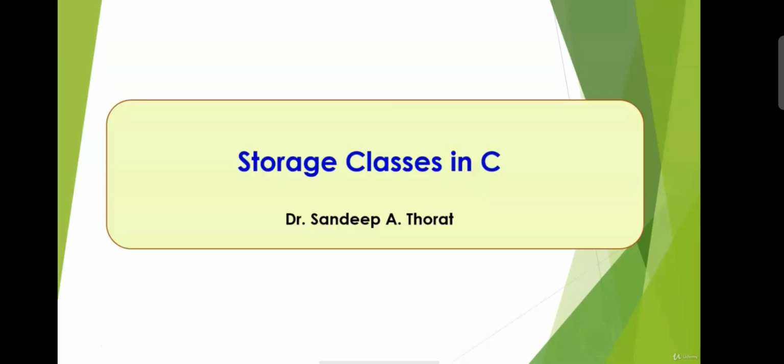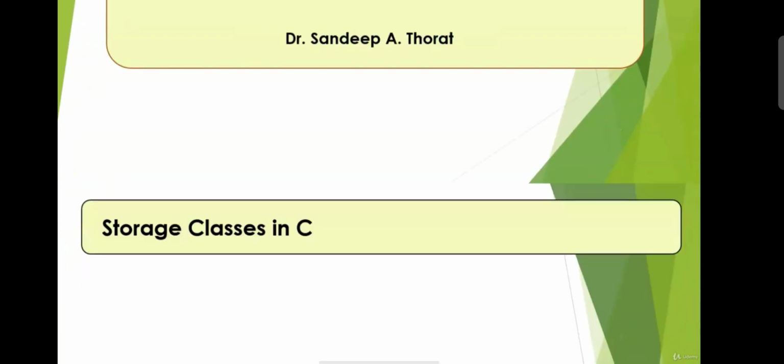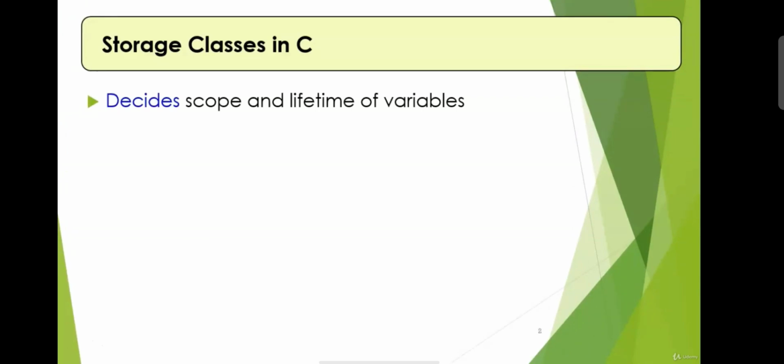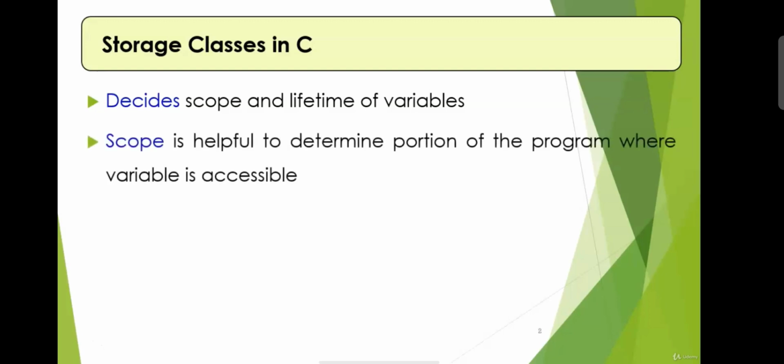In this session, we are going to discuss storage classes in C programming. Storage classes decide the scope and lifetime of the variable. So let's understand the meaning of scope and lifetime. Scope helps determine the portion of the program where the variable is accessible. So whenever we declare a variable, we want to know where exactly that variable is accessible, and in this case, scope helps us.